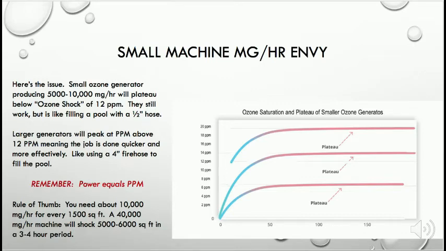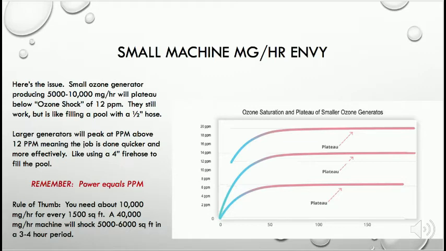A 40,000 milligram per hour machine will shock 5,000 to 6,000 square feet in about a 3 to 4 hour period. So when we're talking about ozone generators, more is better.